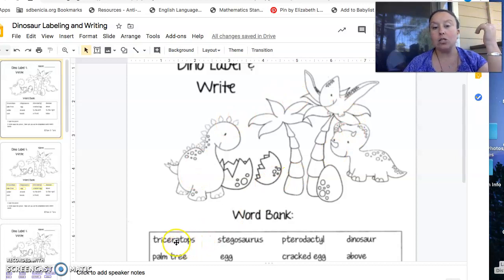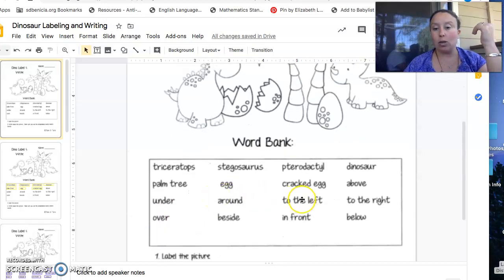So for instance, Triceratops, right here. So I would highlight that in yellow. Whereas to the left is part of a prepositional phrase. So that phrase we would not highlight in yellow. Okay, pause me now to do that, and then turn me back on so that you can see the next step.